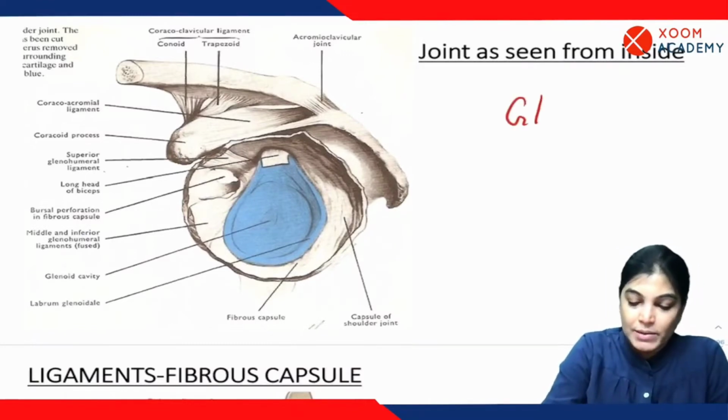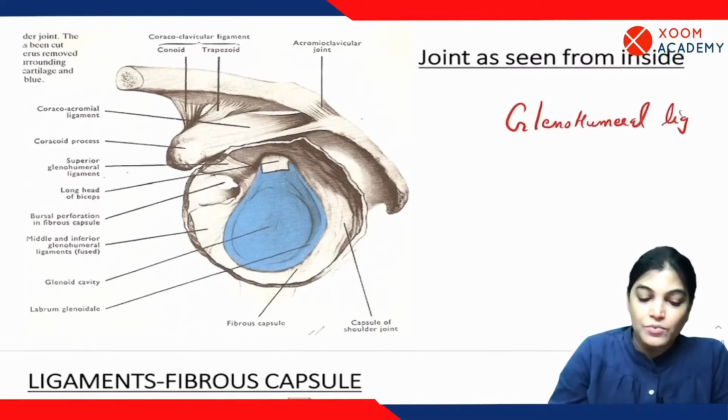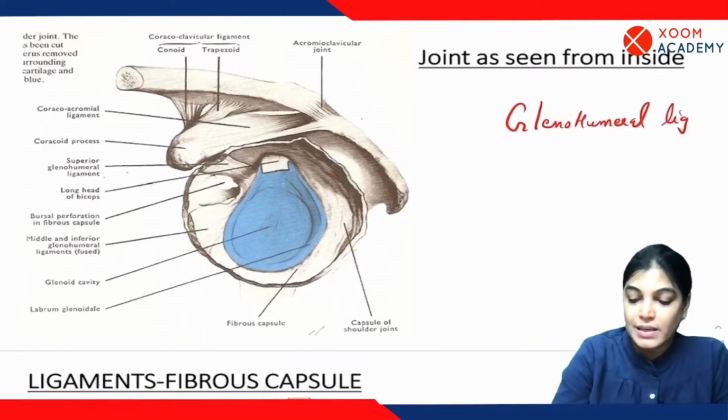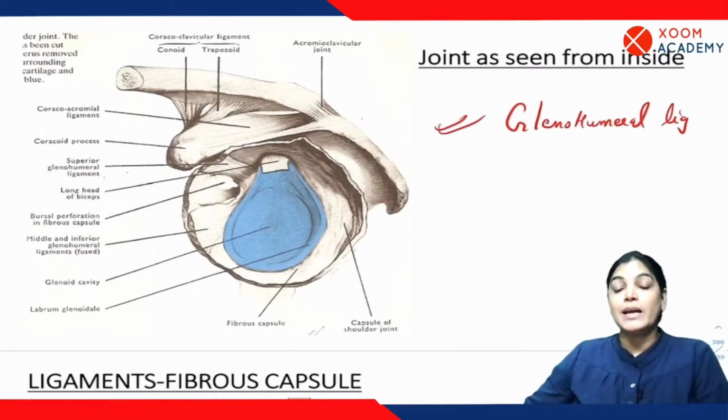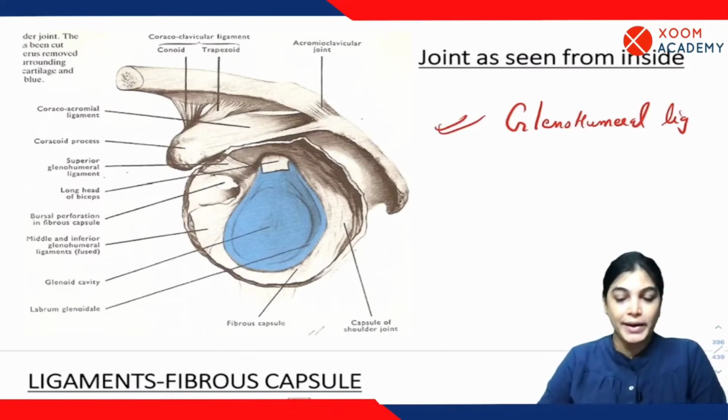Second most important ligament is glenohumeral ligament. Actually, inside the fibrous capsule we have the synovial membrane, and that synovial membrane secretes synovial fluid into the synovial cavity, which is required for the mobility of the joint.